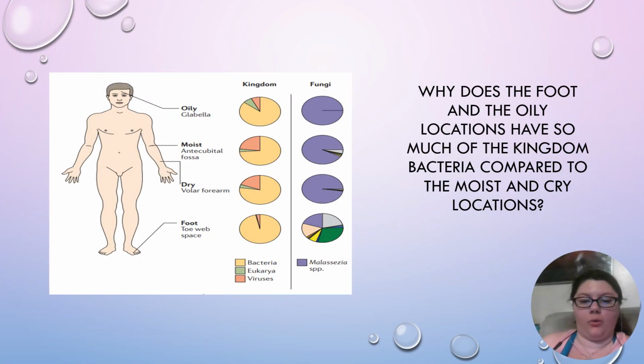Why does the foot in the oily locations have so much of the kingdom bacteria compared to the moist and dry locations? So there's a high diversity of bacteria in these locations due to the high amount of secretions that are in both of these locations. You would think that the elbow would also have a lot, but you also rub there a lot as well. So the oily secretions, bacteria likes those, and it really does like the moist and very warm location between the two toes.